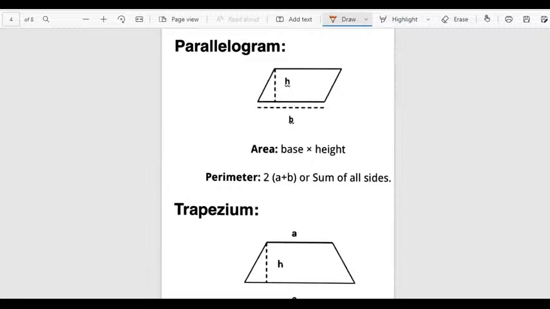Okay, now this is a parallelogram. In case of parallelogram, we have two pairs of parallel lines. So these two lines are parallel and these two lines are parallel. How do we find the area of this? We do height multiplied by the base. So that is how we do it. And in case of the perimeter of this, obviously we are going to add all the sides, okay?